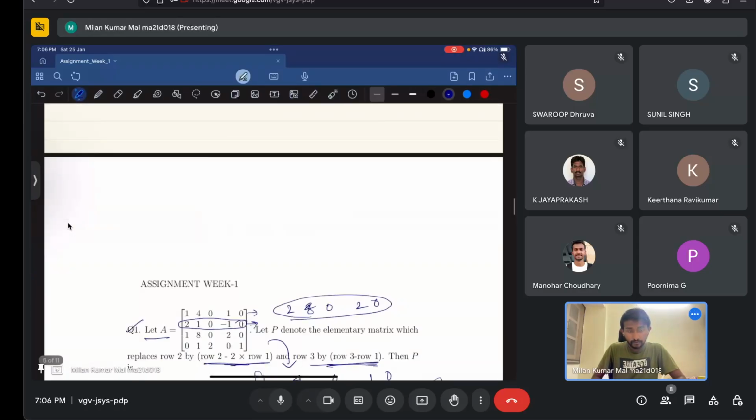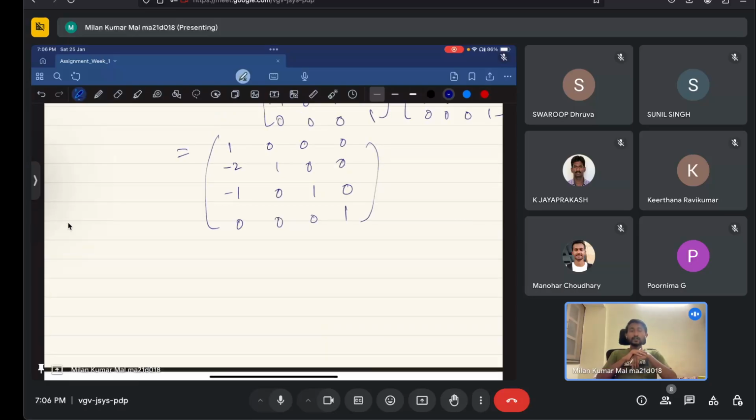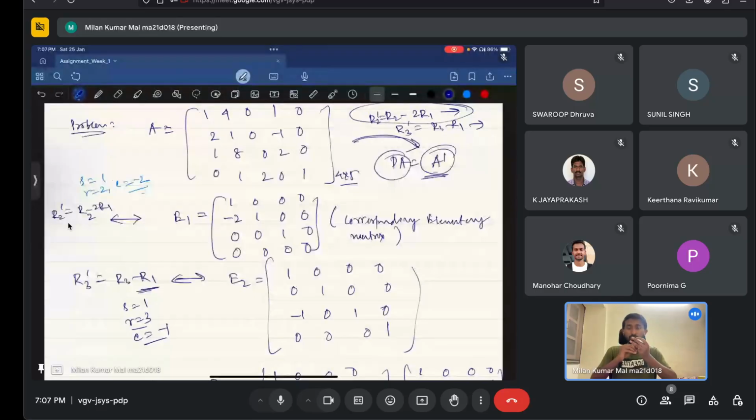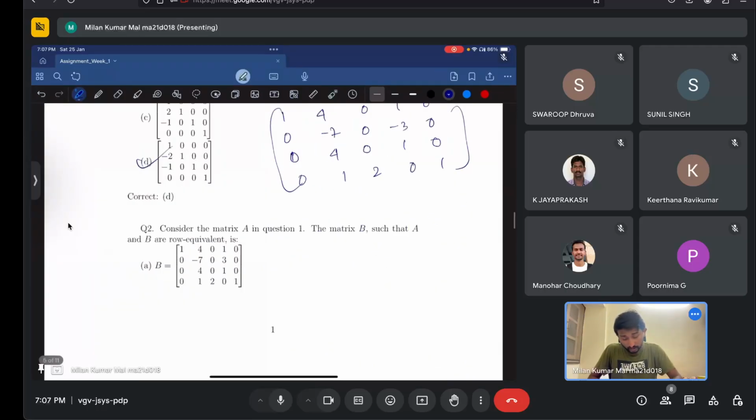So this is an interesting fact. If we are multiplying a matrix by an invertible matrix, that means we are doing some elementary row operation. And if we are doing some elementary row operation, that means we are multiplying by an invertible matrix. Here is the application, and how to obtain that invertible matrix is also clear: we take the matrix corresponding to each elementary row operation and multiply them. So this will be the answer, and that is also the answer given.